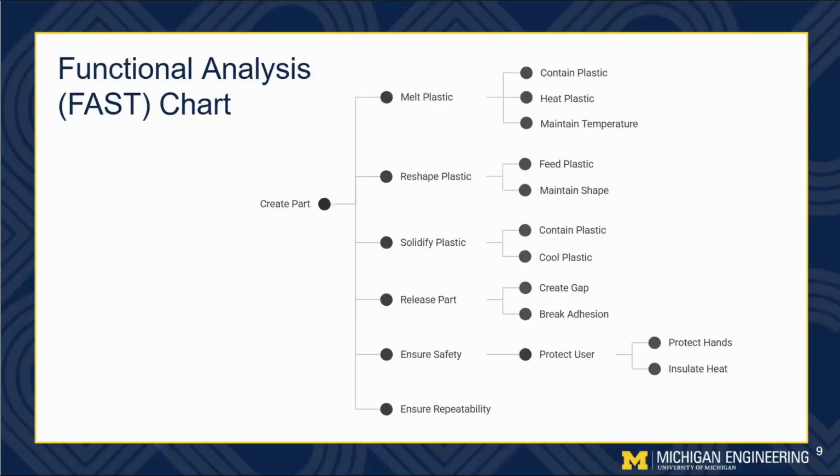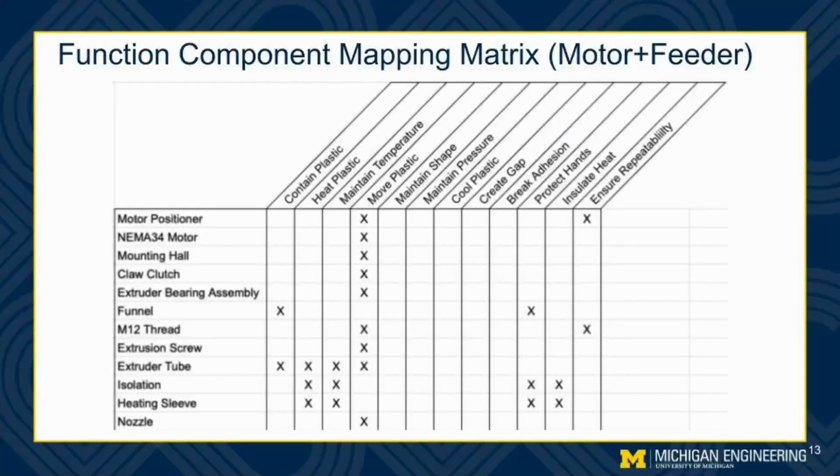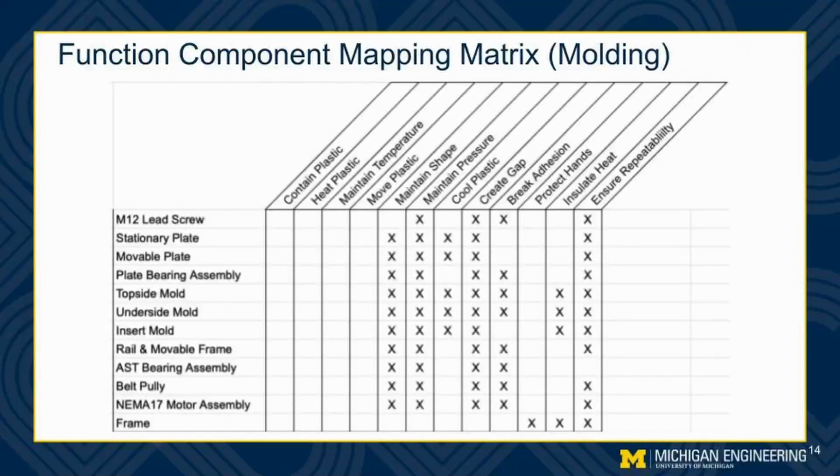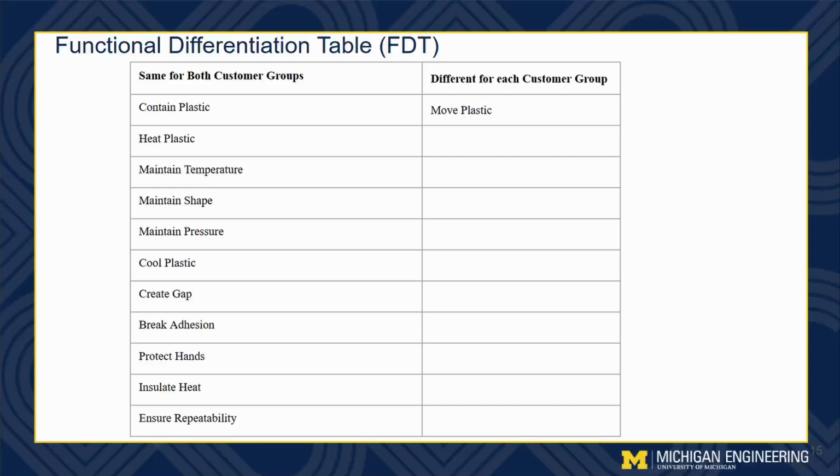And this is the functional analysis chart for our product. Here is the function component mapping matrix. And here's the remaining parts of the FCMM. Our functional differentiation table, FDT, shows the functions that are the same for both customer groups and the differentiating function that is different for each customer group.